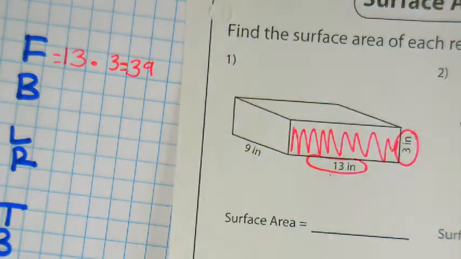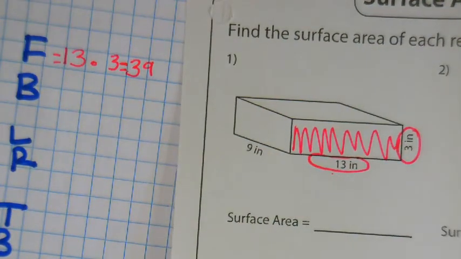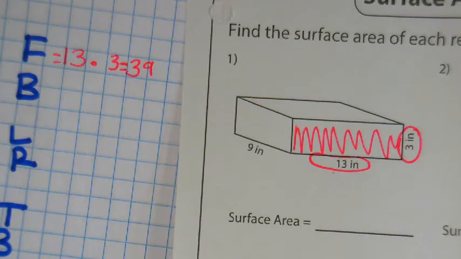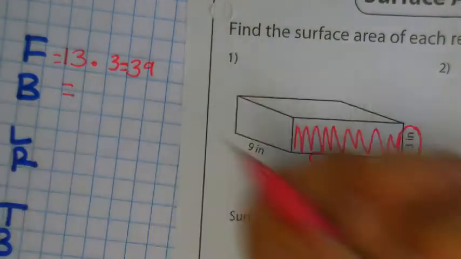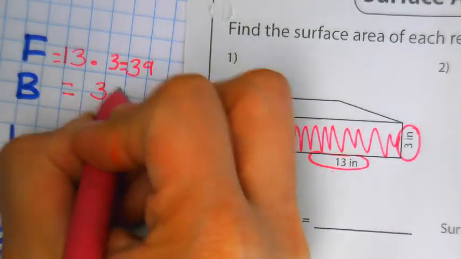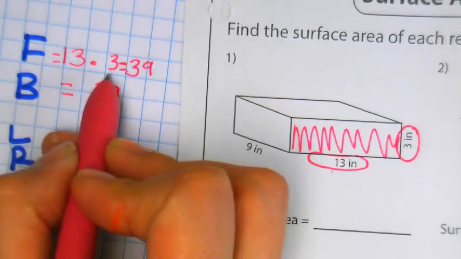Now, do I need to show any work for the back? No. It's already there, right? So what do I have to write down for the back? Just 39, because I already know that it's 13 times 3. It's the same.